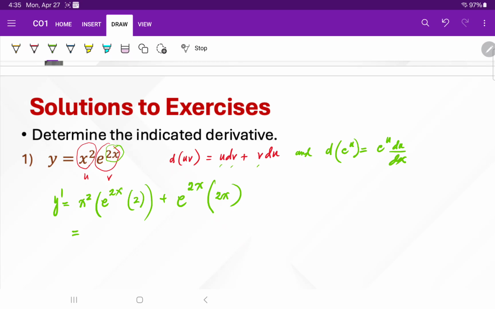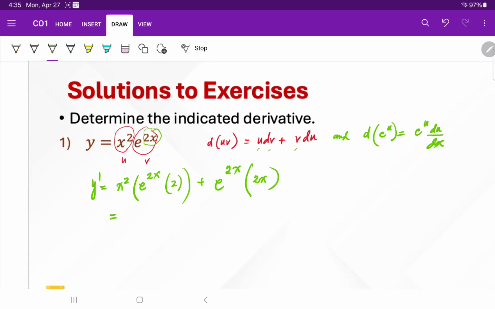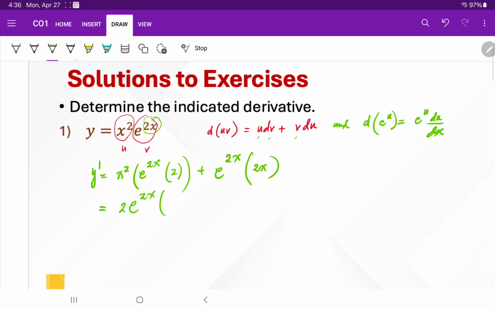Then, we factor out the common factor. So, what's common? e to the 2x is common and 2 is also common. So, if we factor out 2e to the 2x, this is out in the first term. So what's left inside is x squared. Then, in the second term, e to the 2x and 2 are out. Right? So, x is left.